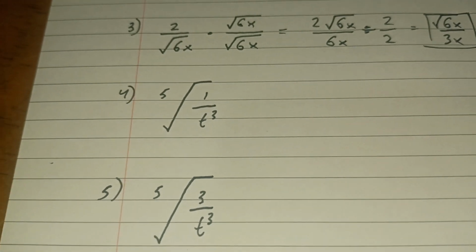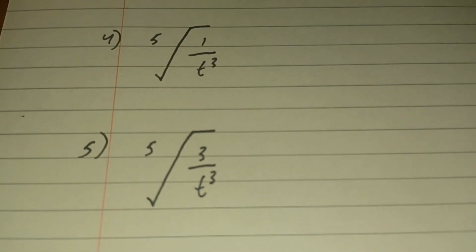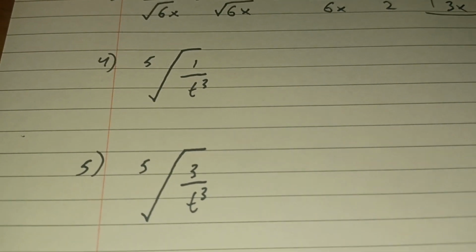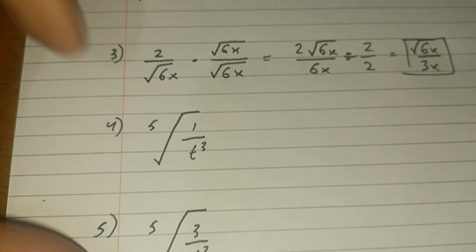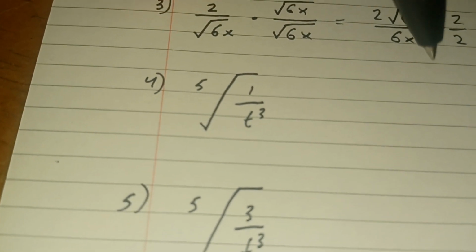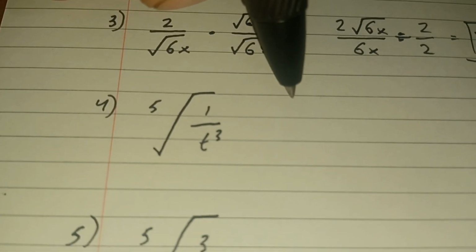Now, number 4. The fifth root of 1 over t to the third power. Again, we can reapply this concept to number 4. So basically, any root of 1 is always going to be 1. Non-negotiable.